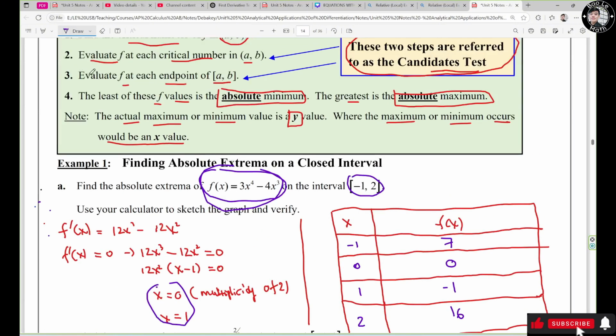Now, we look at this one right here. Step number 4. The least of these f values is the absolute minimum, and the greatest is the absolute maximum. So you just conclude that the function f of x has an absolute maximum of 16 at x equals 2 and an absolute minimum of -1 at x equals 1.